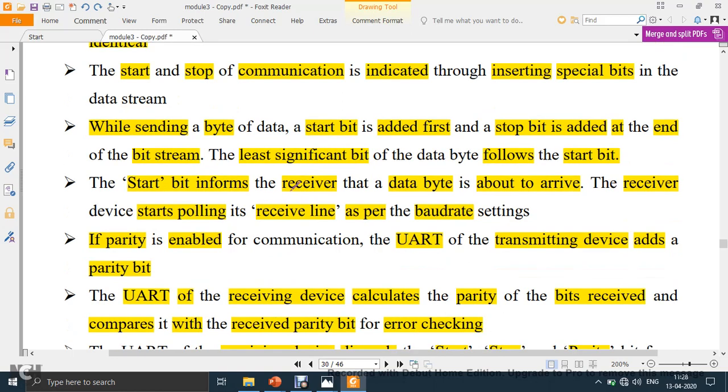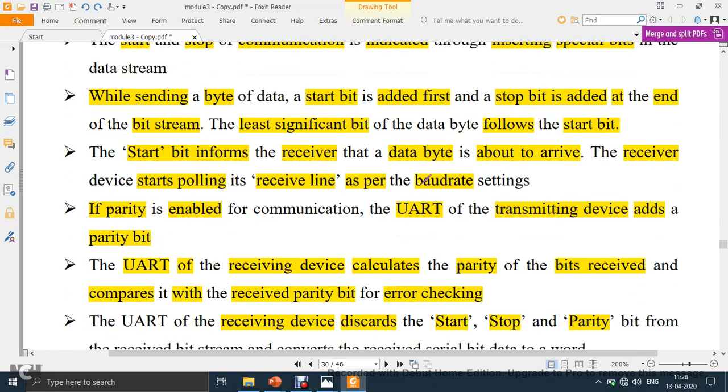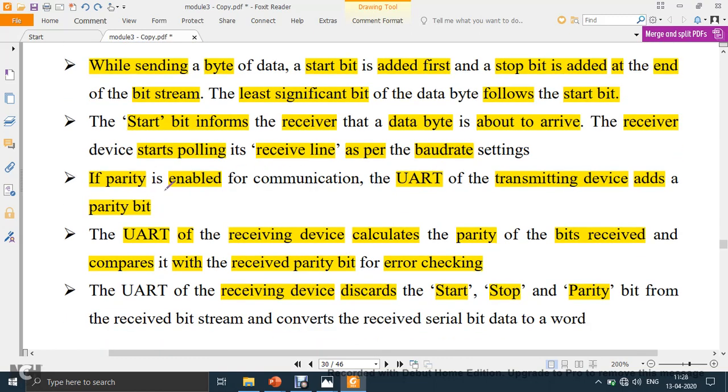Next, the start bit informs the receiver that a data byte is about to arrive. So the receiver starts to poll the receive line as per the baud rate. How many bits will be received per second? That is the baud rate. If parity is enabled, the UART of the transmitting device adds the parity. So what is the use of parity? It is used to check whether any data transmission error has taken place. For error checking, it is used.